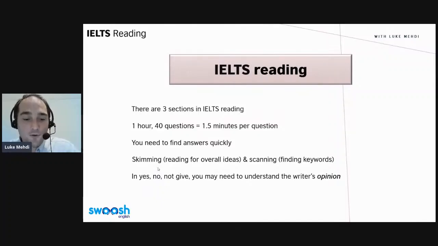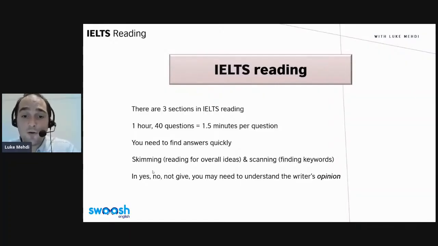So in your IELTS reading, there are 3 sections that you need to complete. You have 1 hour to complete them, and the whole test lasts for 1 hour, and there are 40 questions. You only have 1.5 minutes per question. You need to find the answers very quickly. So skimming, reading for overall ideas, and scanning, which is finding keywords, are really important.